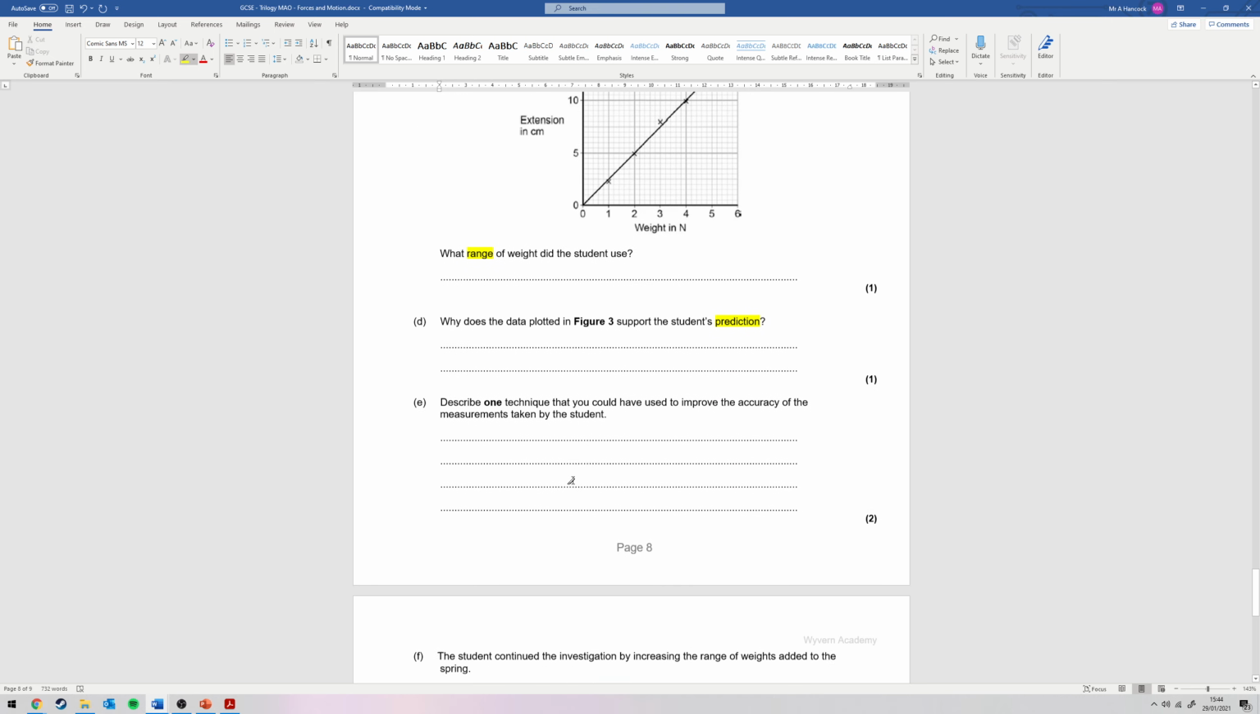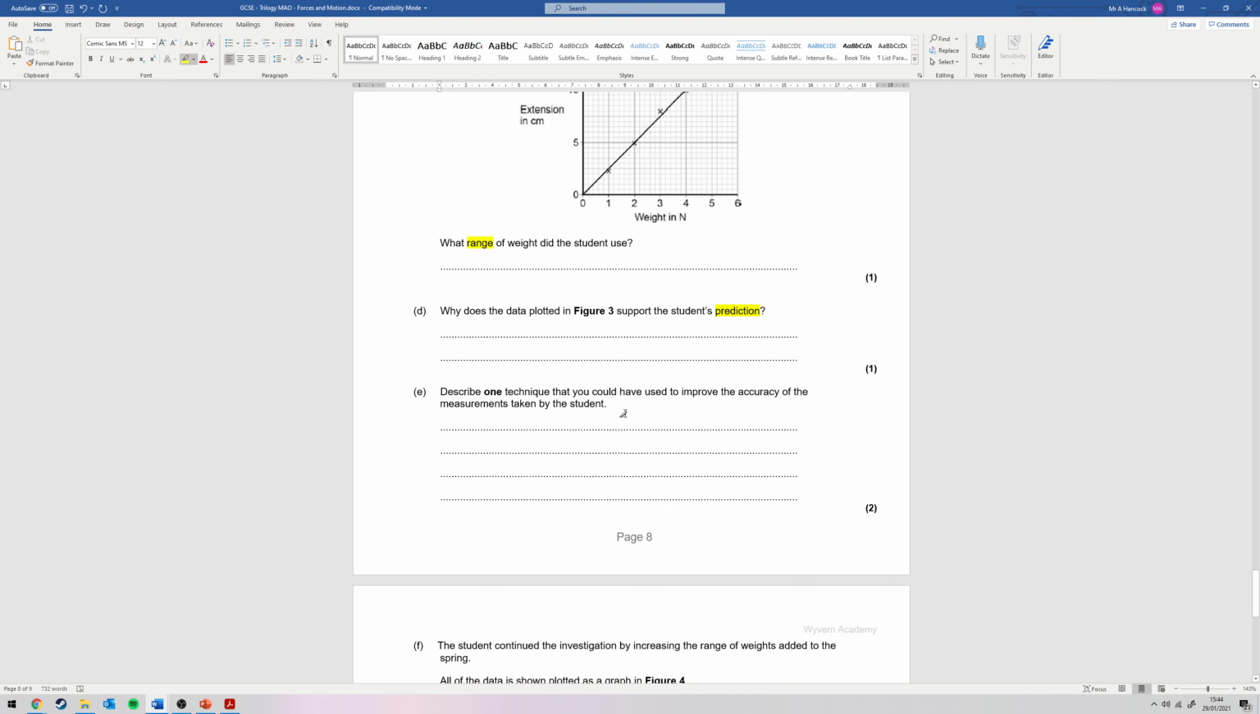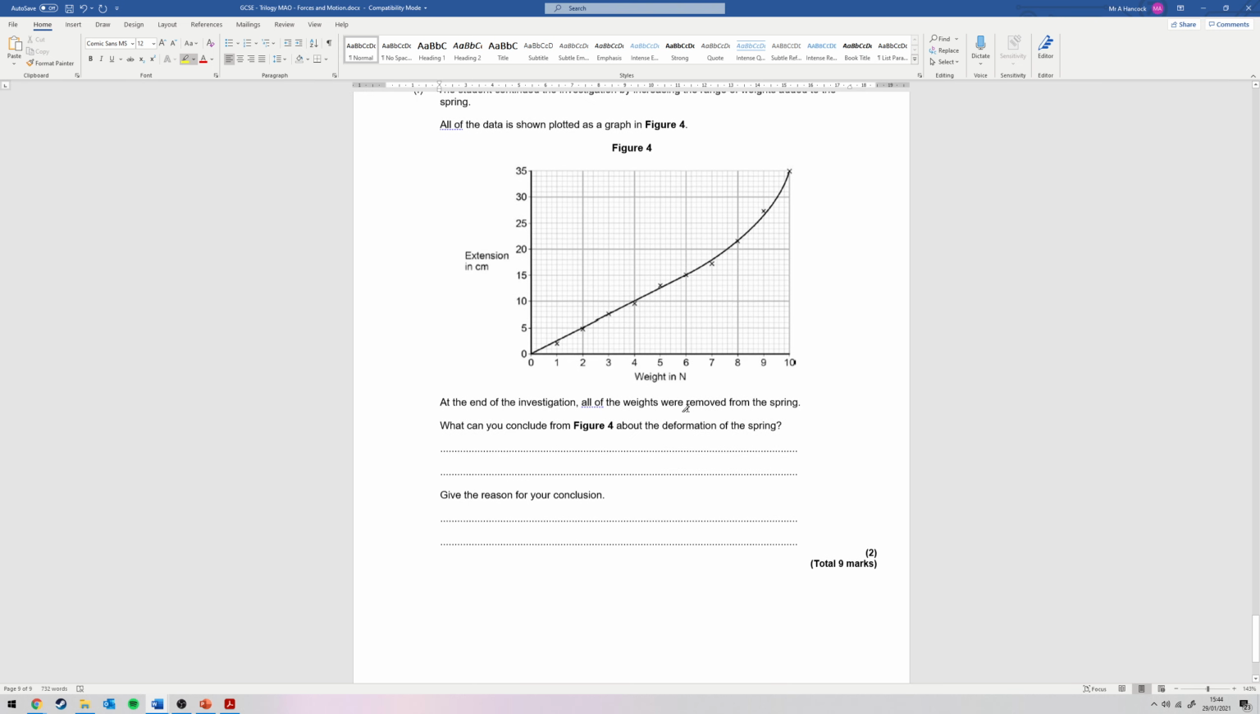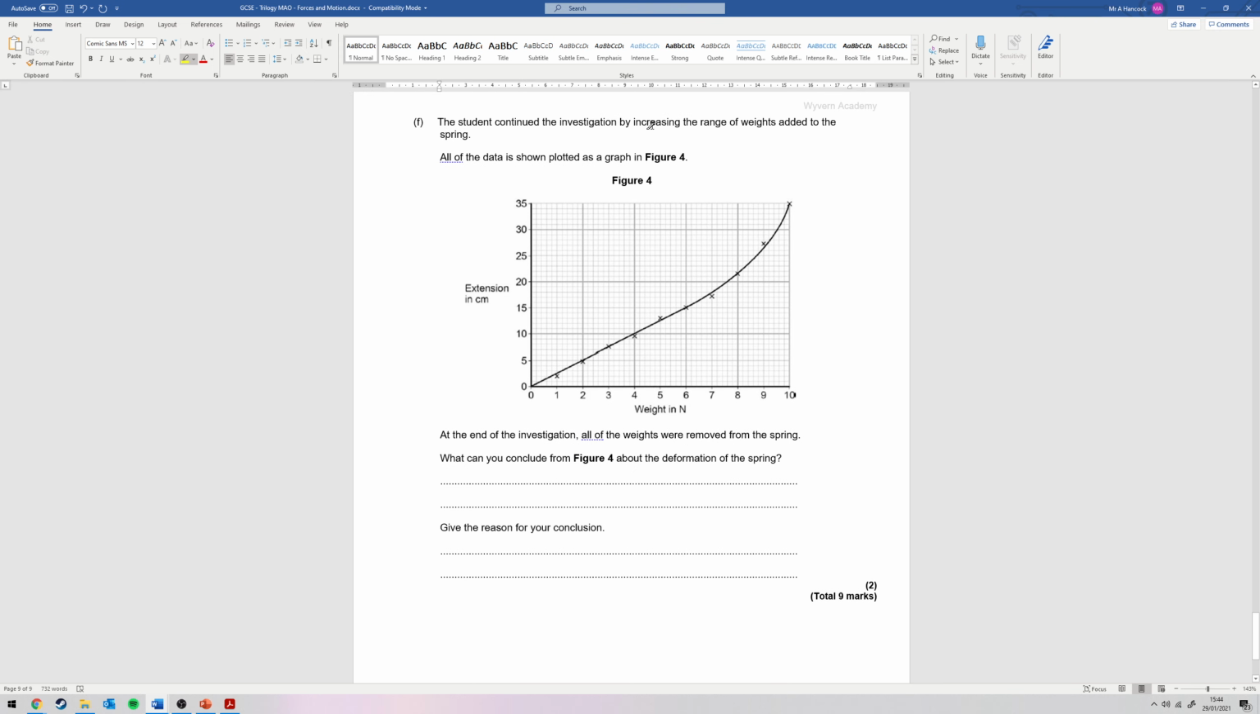Part E. Describe one technique that you could have used to improve the accuracy of the measurements taken by the student. So this is 2 marks. So say what the technique is and say why. Part F. The student continued the investigation by increasing the range of weights added to the spring. All of the data is plotted in figure 4. At the end of the investigation, all of the weights were removed from the spring. What can you conclude from figure 4 about the deformation of the spring?